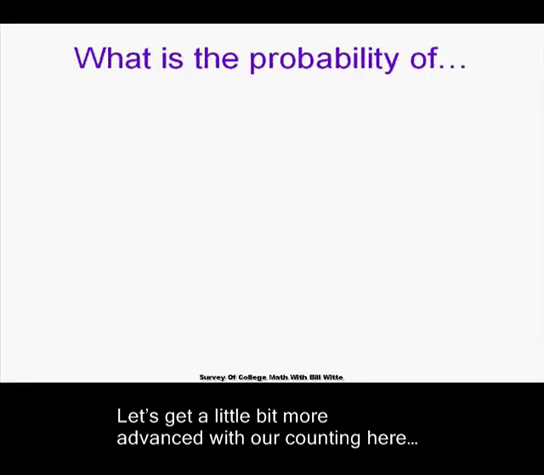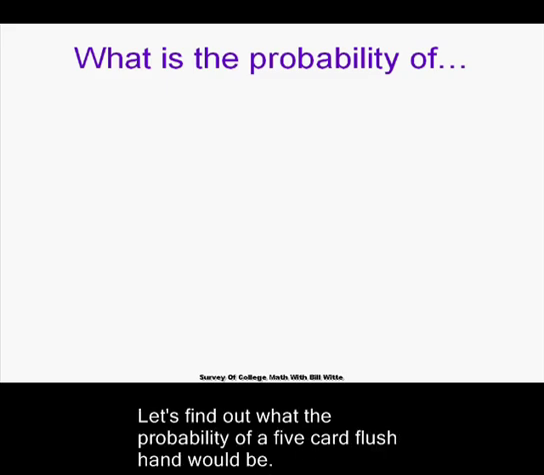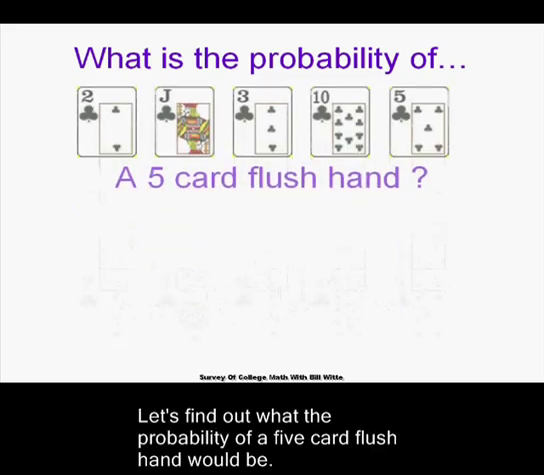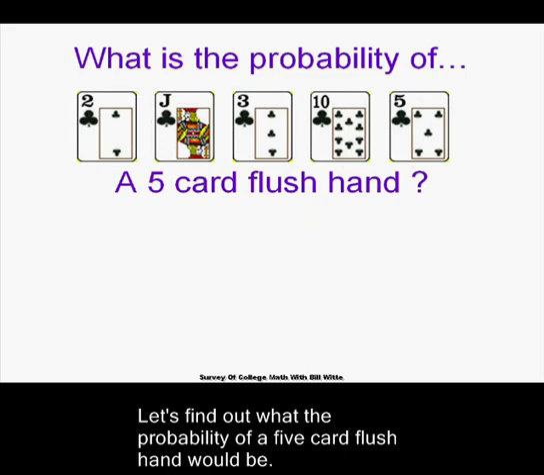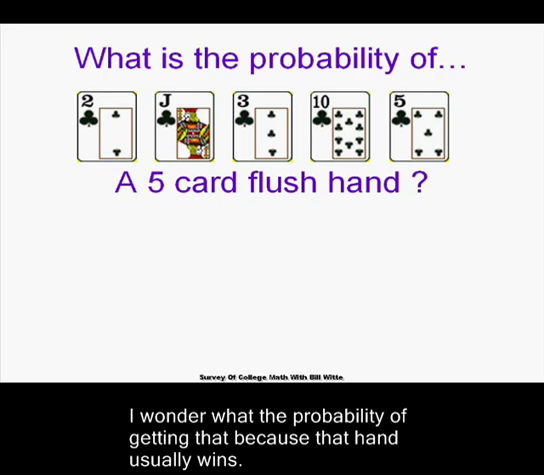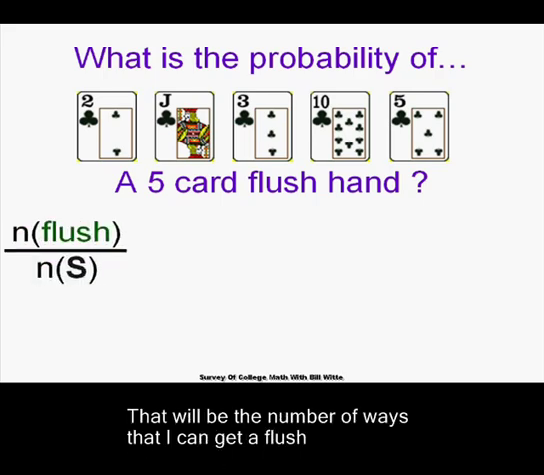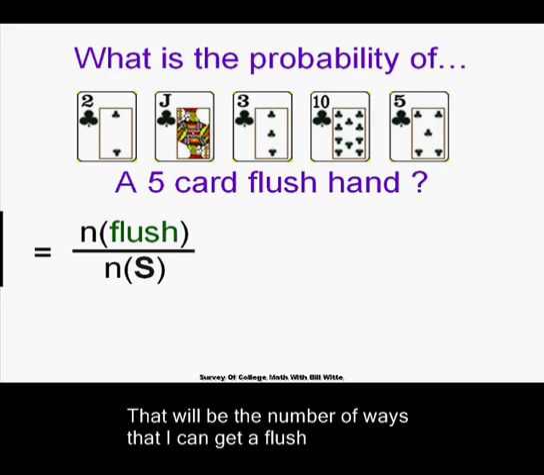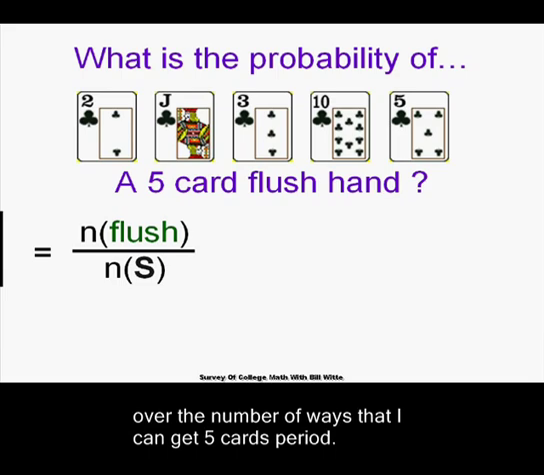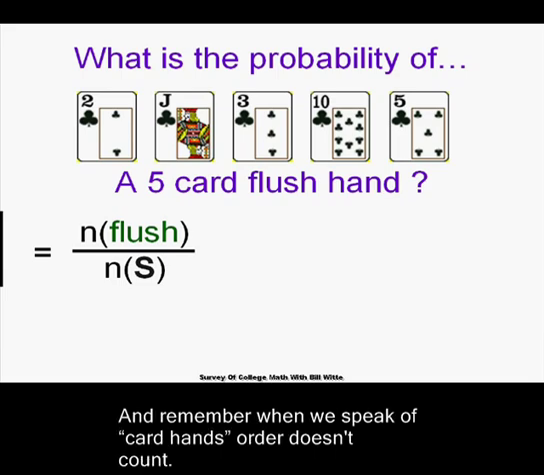Let's find out what the probability of a 5-card flush hand would be. That would be real nice. I wonder what the probability of getting it, because it usually wins. Well, it's going to be the number of ways I can get a flush over the number of ways I can get 5 cards. Now remember, when we speak of hands, order doesn't count, does it?